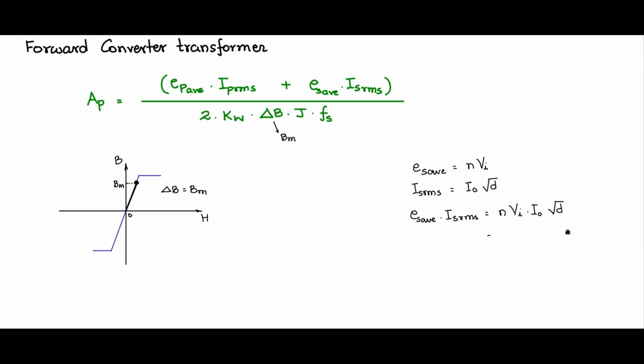Let me multiply numerator and denominator by D. Then NVI into D is nothing but V naught. NVID is V naught into I naught, that is P naught, and this root D will cancel, so you will have in the denominator a root D. And if you consider the maximum operating duty cycle, D will be 0.5, and therefore you will have it as P naught into root 2 for D max as 0.5.